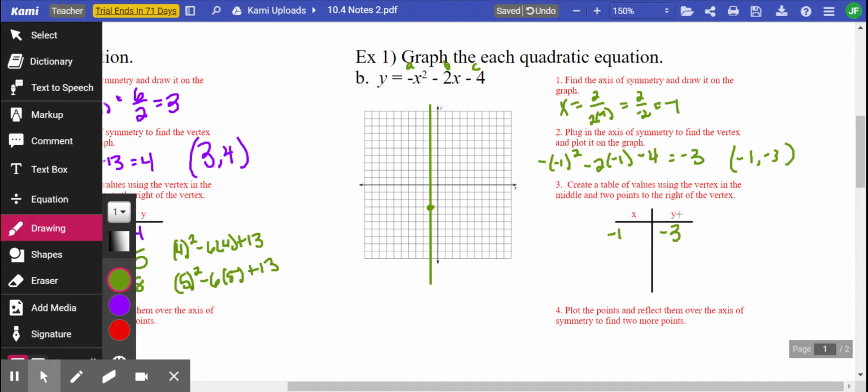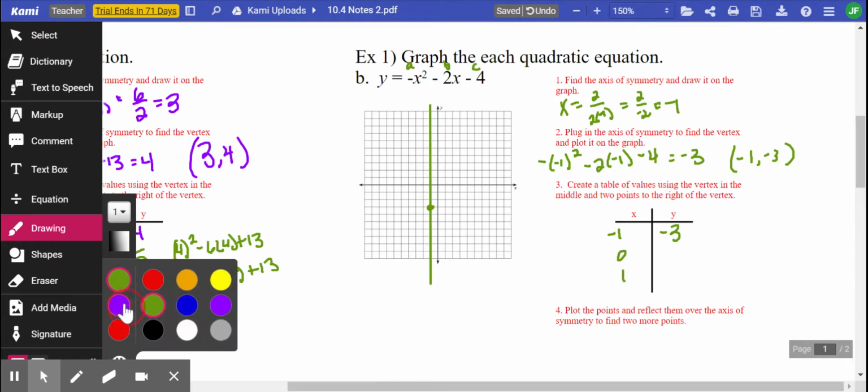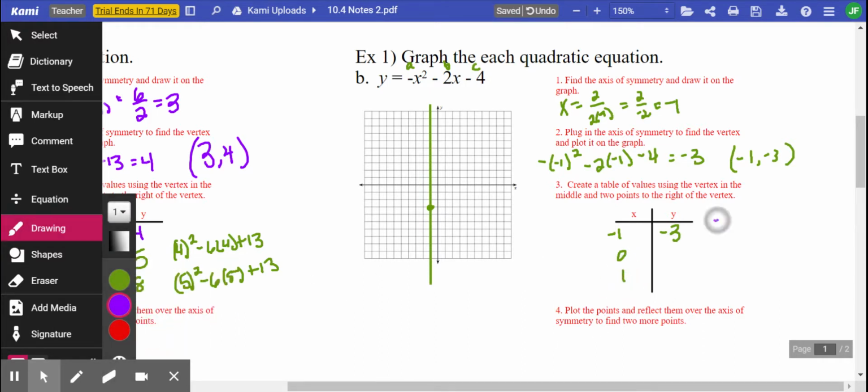Now I know we typically don't count with negatives, so the next step over to the right from -1 is 0, and then after 0 is 1. So let's plug those in. We're going to do -(0) squared minus 2 times 0 minus 4, which gives us -4. And then we're going to do -(1) squared, make sure that negative isn't in the parentheses, minus 2 times 1 minus 4. So I get -1 minus 2 minus 4, which is -7.